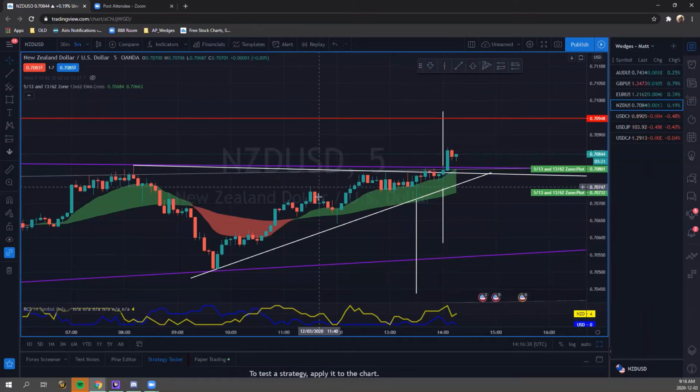And I think we might go up there. Yep, that was a four pip pullback, and now it's starting to go back up. I did jump back in again. Oh, you did? Okay, good job. I think it looks good, but we'll see.